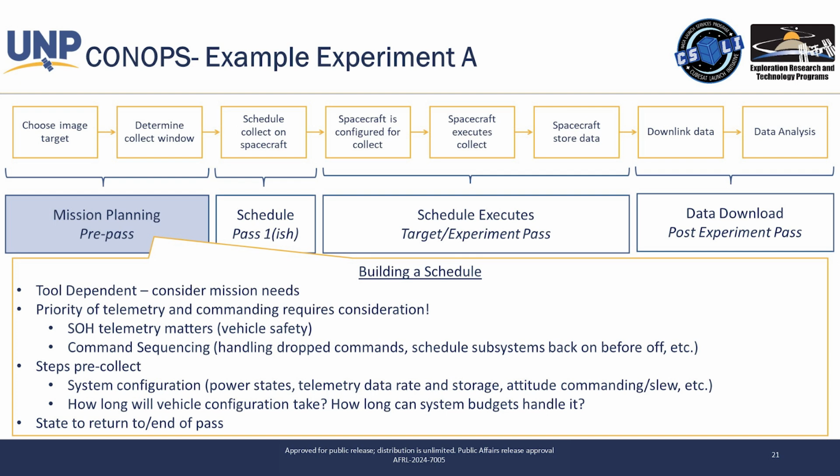Like I said, this is your vehicle configuration: what needs to be on, what telemetry should be coming down and being stored, what your attitude is going to look like, how do you point, how are you going to slew there, figuring out how long that configuration is going to take. So you can plan it so that it happens well before you need to actually execute on that collect, and that you aren't trying to configure your vehicle in the middle of when it should be taking a picture. What state do you return to after you execute on that collect?